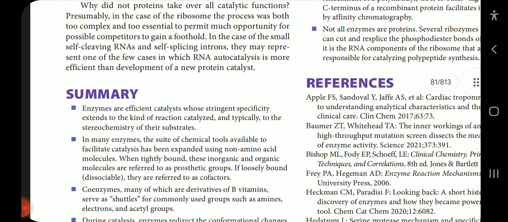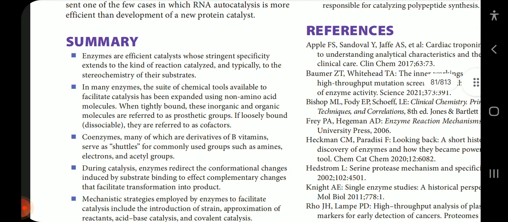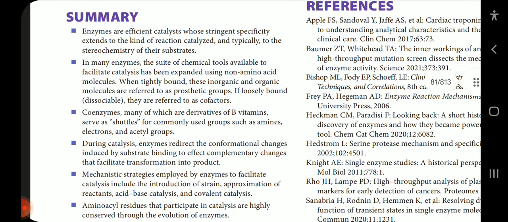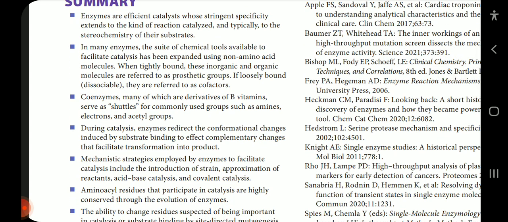So, here we are completing the chapter. Let's study the summary. Enzymes are efficient catalysts whose stringent specificity extends to the kind of reaction catalyzed and typically to the stereochemistry of their substrates. In many enzymes, the suite of chemical tools available to facilitate catalysis has been expanded using a non-amino acid molecule. When tightly bound, these inorganic and organic molecules are referred to as prosthetic groups. If loosely bound, dissociable, they are referred to as cofactors.